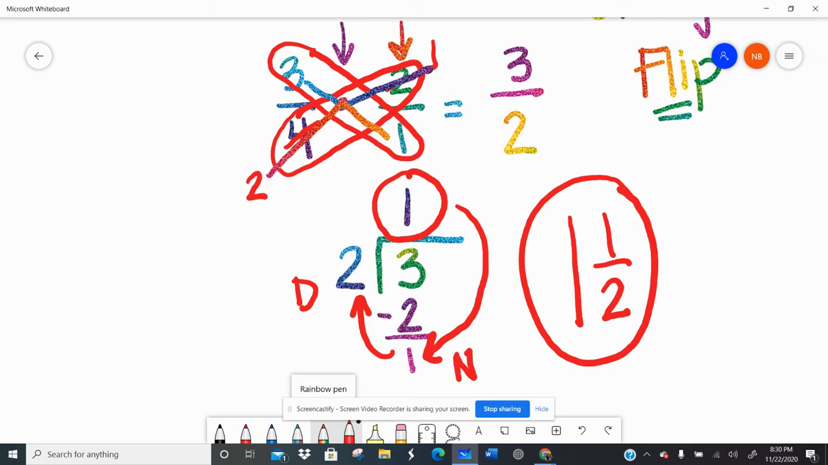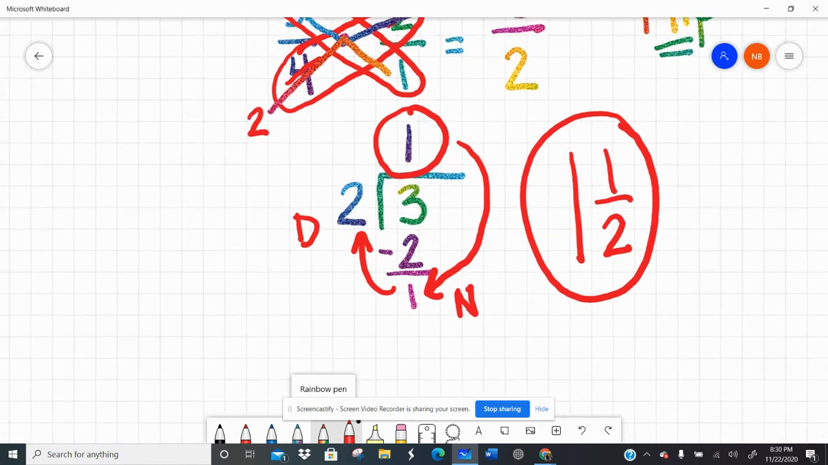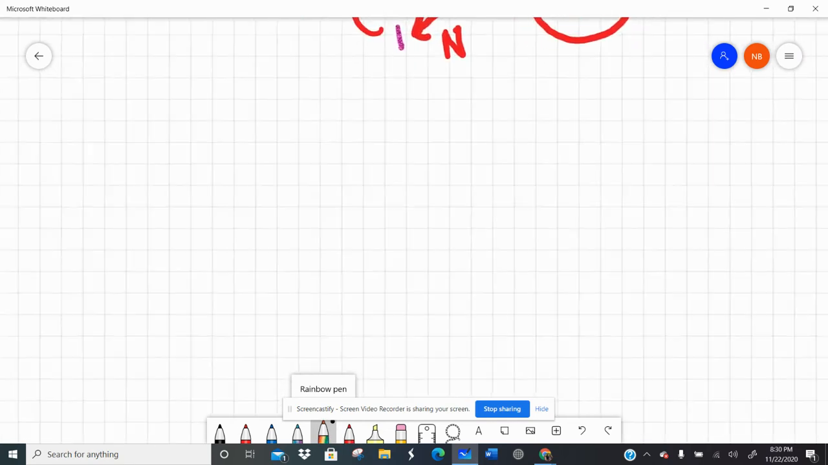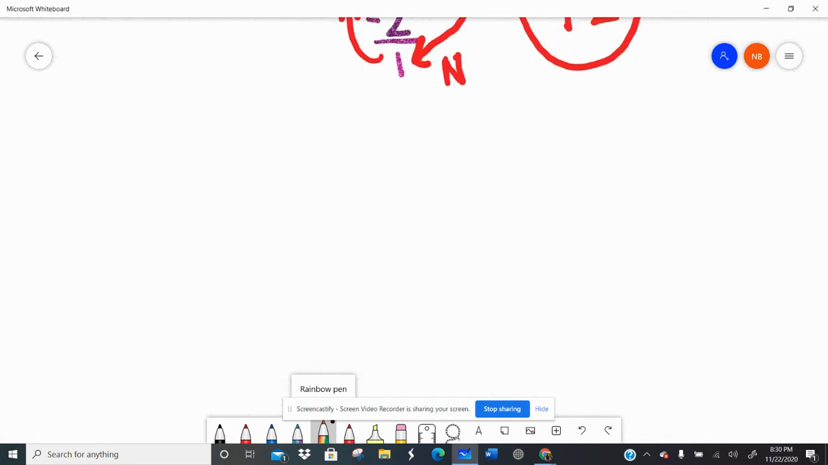Woo! Lots of steps, but I made it because remember, perseverance. I just think to myself, I know I can do this. I can do this. All right, let's try one with a whole number. So if I have a whole number, let's say we have like 2/3 divided by 5, right?